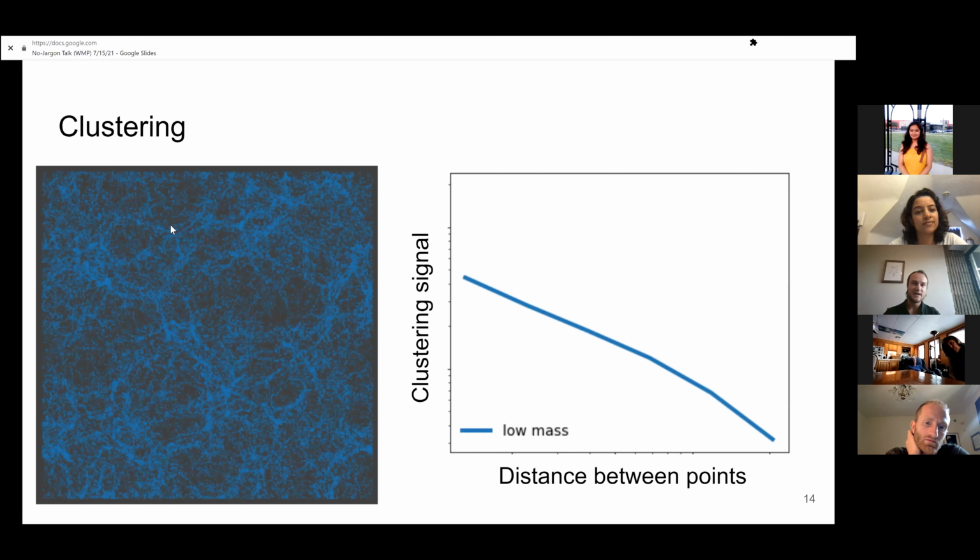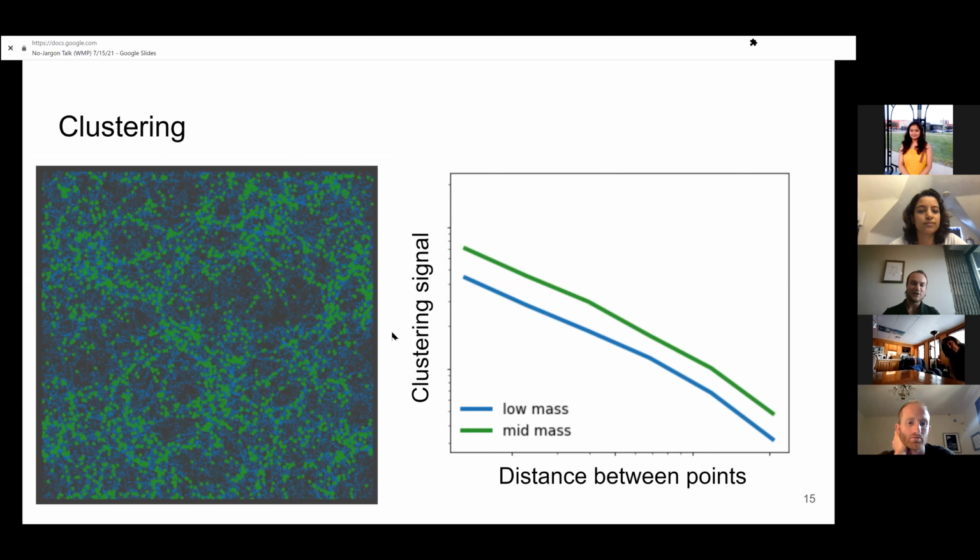So this is a simulation of just the low mass halos, and they're a little bit clustered. You can definitely see that each point preferentially lives near another point. So halos preferentially are going to live near other halos, is what that means. But they're also sort of distributed everywhere. You can't really find too many places where there's no data at all.